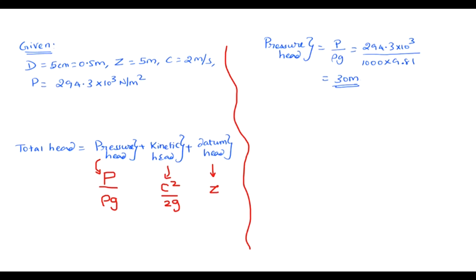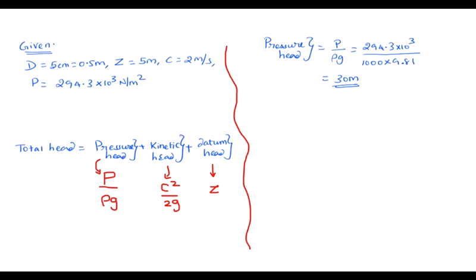The pressure head we know is P by rho g. So we know the pressure value. Rho is the density of water because it carries water. Or if it's not given, you can just take it to be water. 1000 times 9.81. You put it in the calculator and you get the pressure head to be 30 meter.